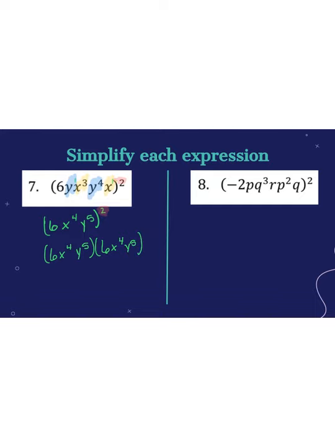6 times 6 I know is 36, so I'm always going to start with my coefficient or my whole number. So 36. Then I'm going to move on to my x's. My first set of x's, I have 4 right here, and I also have 4 right there. So it's going to be x to the 8th. And then I'm going to move on to my y's. When I look at my y's, I have 5y right here and 5y right there. So it's going to be y to the 10th.